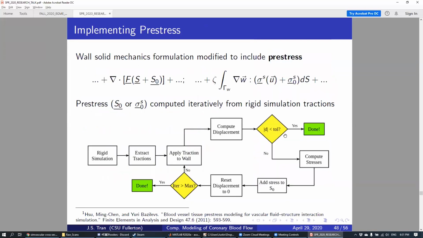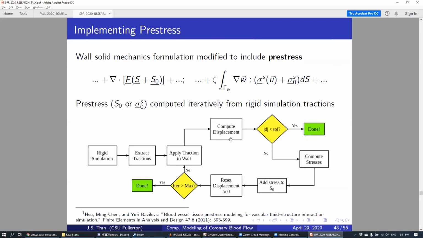Okay. And so this slide summarizes the algorithm for how we solve for this pre-stress, okay? It's actually an iterative process, so it's not something that we can just solve outright, okay? And so the first step is we're going to run a rigid simulation. So we're going to run a simulation basically with a rigid wall, okay? From there, we're going to extract the tractions. Those are basically the forces that are being applied on the vessel wall, okay? From there, we can apply these as an external force. So we can apply them as a Neumann boundary condition on our vessel wall.